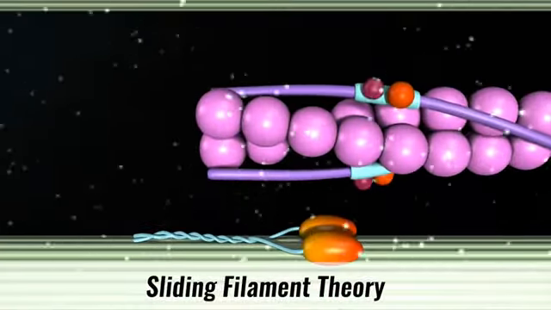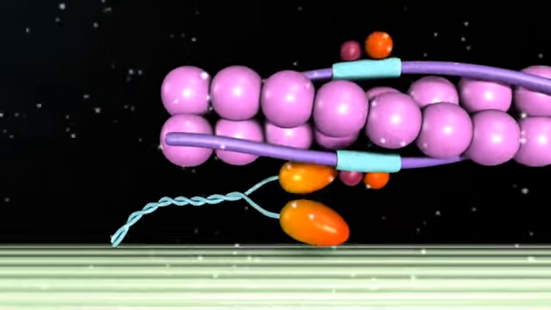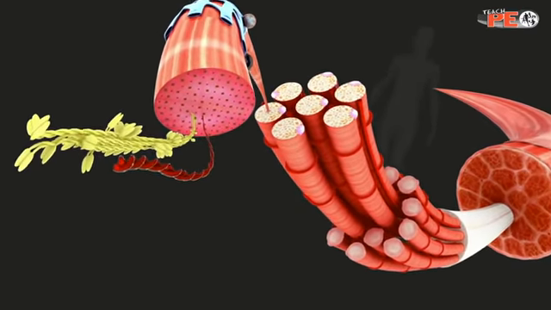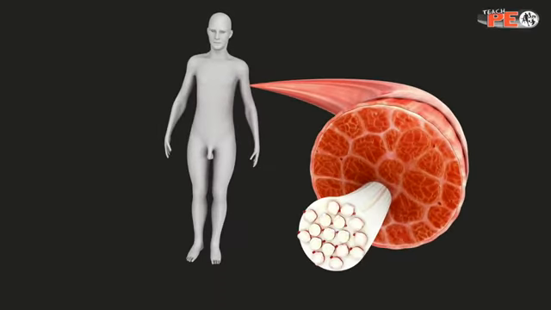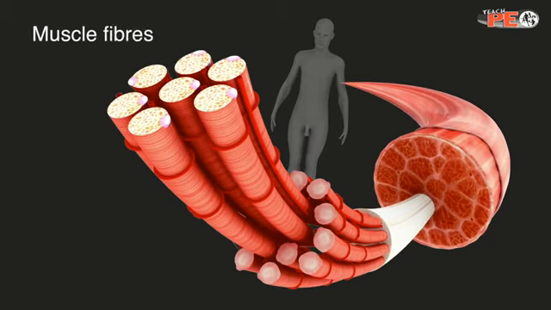Sliding filament theory is the mechanism by which muscles are thought to contract at a cellular level. An understanding of the structure of skeletal muscle is useful when learning how sliding filament theory works. Each muscle is made up of a number of bundles of muscle fibres. Each bundle of muscle fibres contains anywhere from 10 to 100 individual fibres.